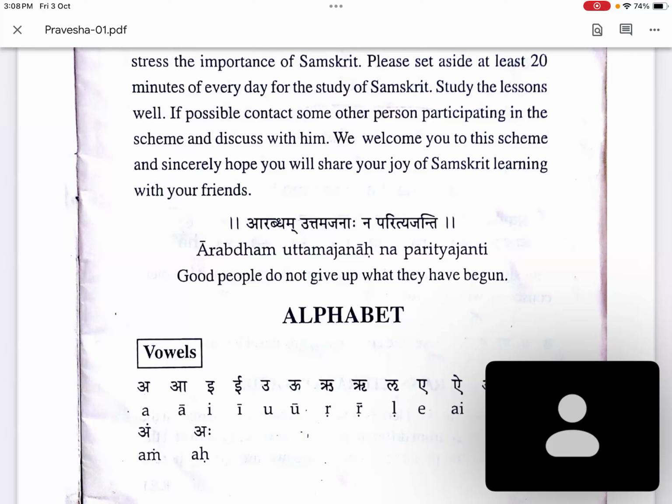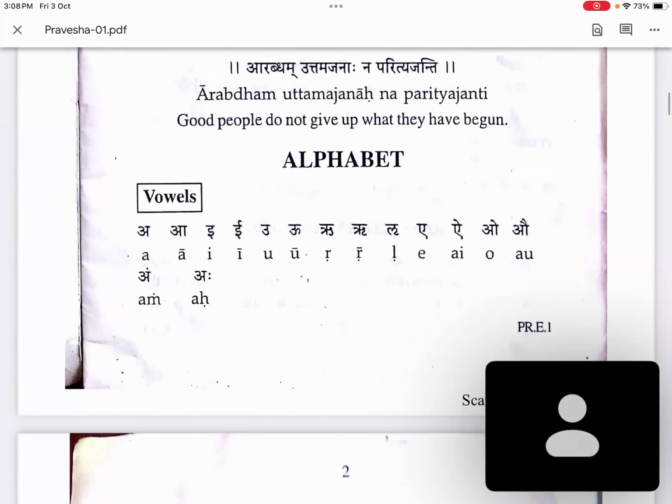In English, we say singular and plural. Like that, we say Swaraha for the plural and Swara for the singular. Swaraksharam is singular, Swaraksharani is plural. Aksharam is singular, Aksharani is plural. So now we have here the alphabet vowels.